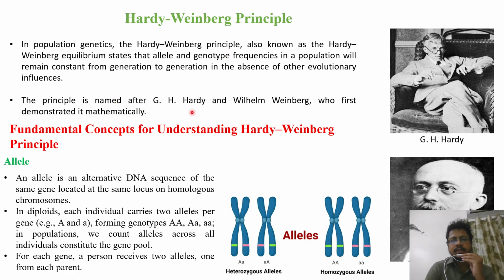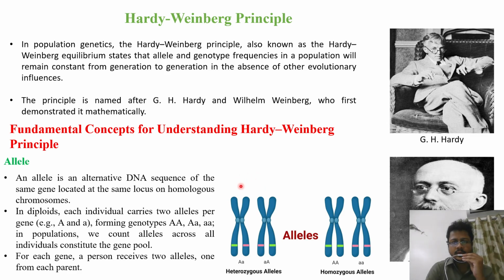This principle is named after G.H. Hardy and William Weinberg, who first demonstrated it mathematically. So let's understand what an allele is. An allele is an alternative form of the DNA sequence of the same gene located in the same gene locus on the homologous chromosome.